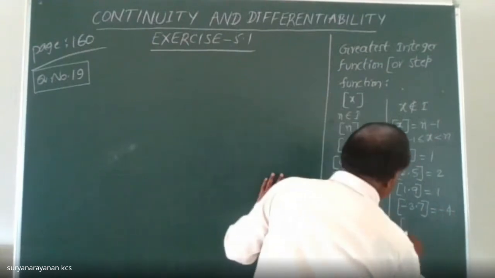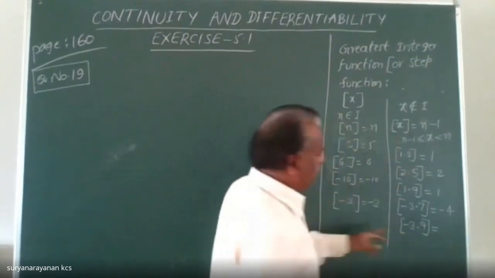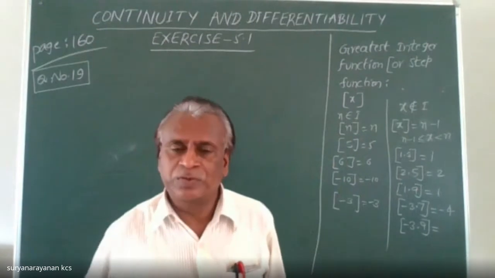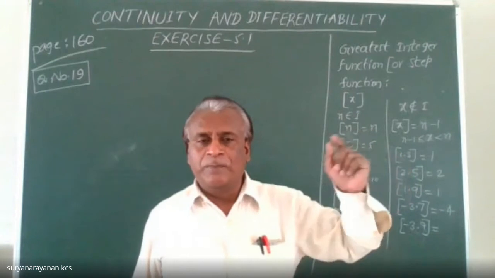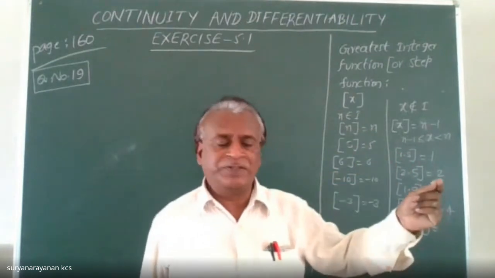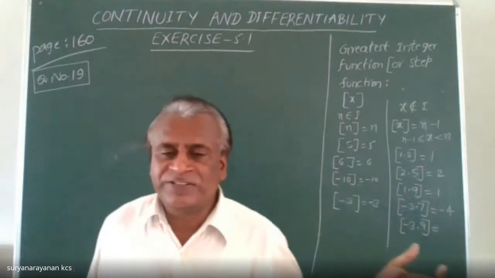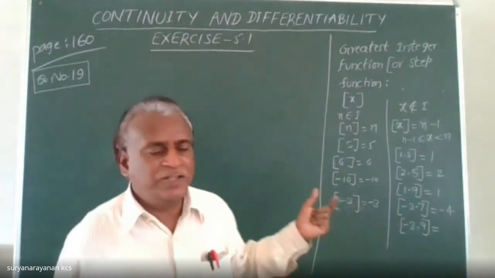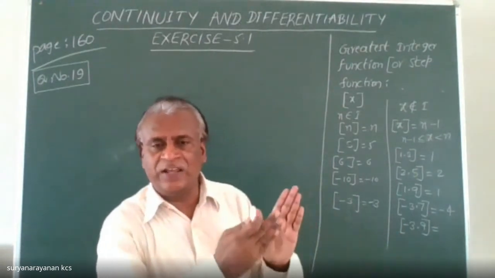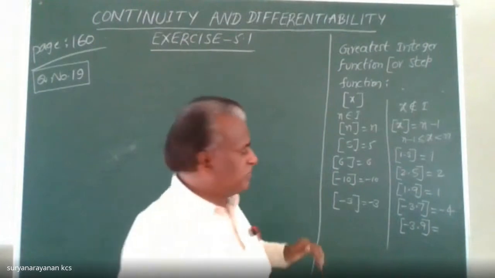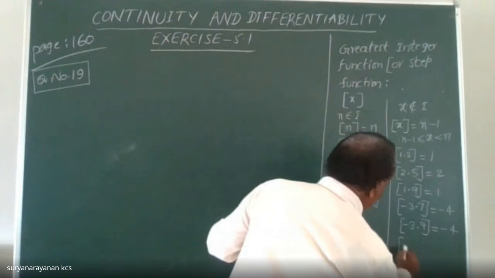Step minus 3.9. This is also not an integer. This number lies between minus 4 and minus 3. If you mark this number on the number line, it lies exactly between these two integers. So the leftmost integer is minus 4.